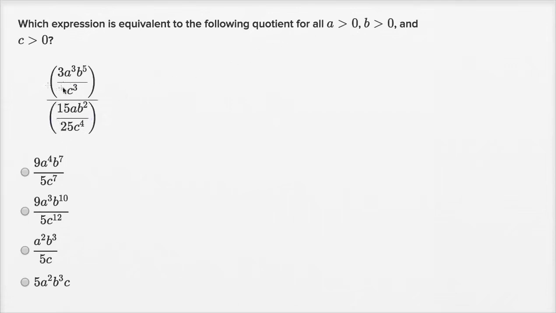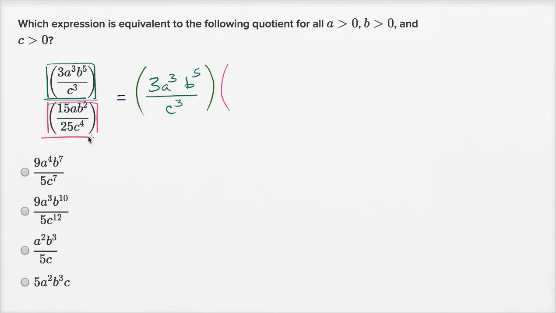But let's see if we can simplify it. We just have to remember that dividing by a fraction is equivalent to multiplying by its reciprocal. So this is going to be the same thing as this top expression, 3a to the third, b to the fifth, over c to the third, times the reciprocal of this business right over here, so 25c to the fourth power over 15ab squared.